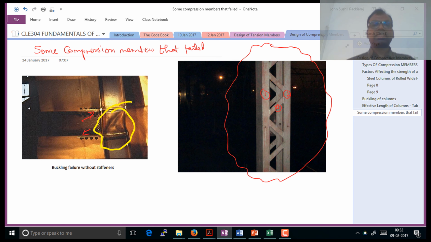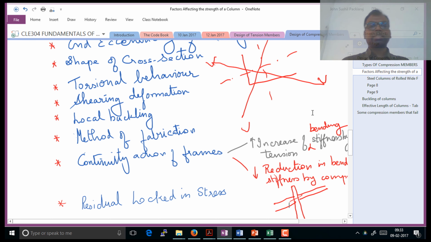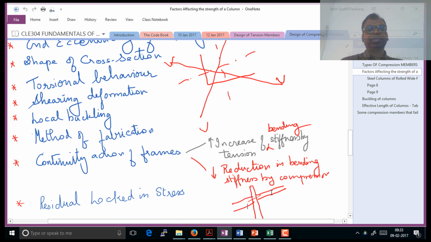So this causes a change in stiffness. When bending moment is there, tension will increase the stiffness and compression will reduce the stiffness. Last thing which we have here is the residual locked stresses.